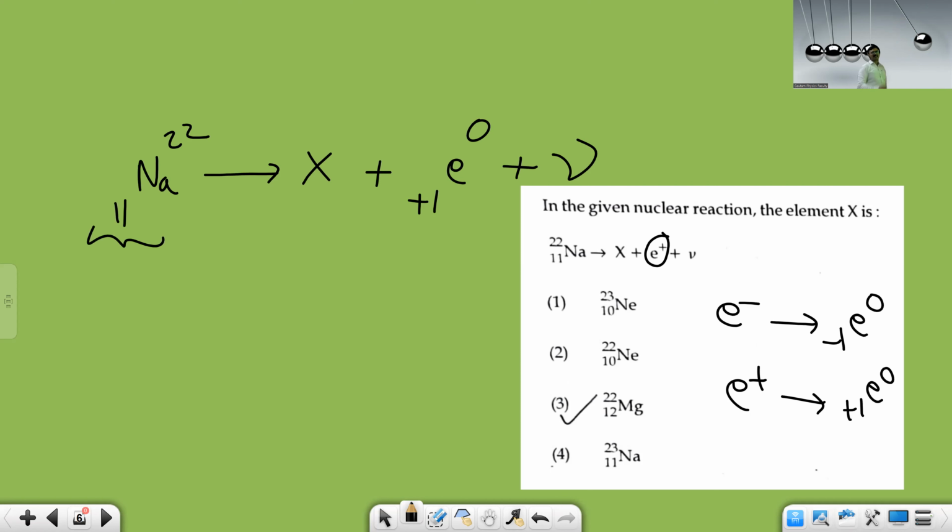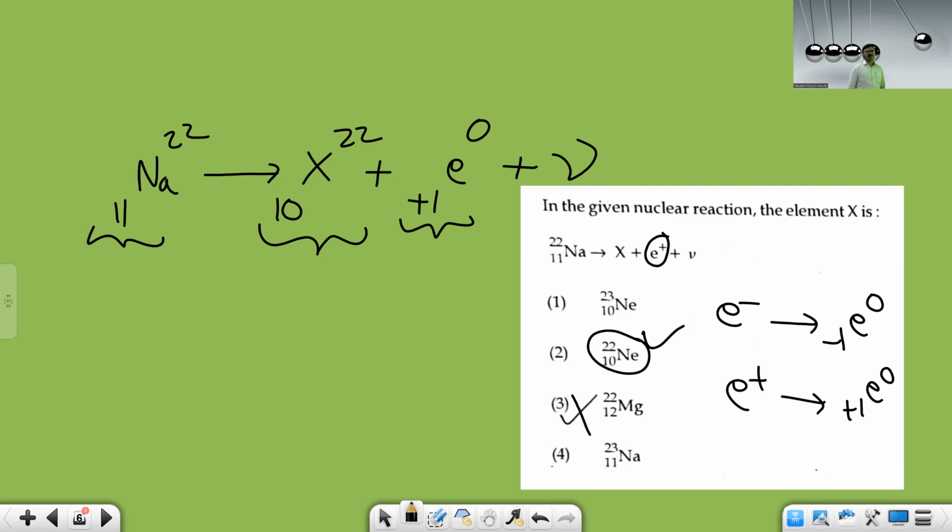Here what is there? 11. Here what is there? 1. So to balance, here 1 is there and 11 is there, so I can put 10. Here 22 is there and here 0 is there, so I can put 22. So if you observe, the element has mass number 22 and atomic number 10. So the mass number has to be 22 and the atomic number must be 10.